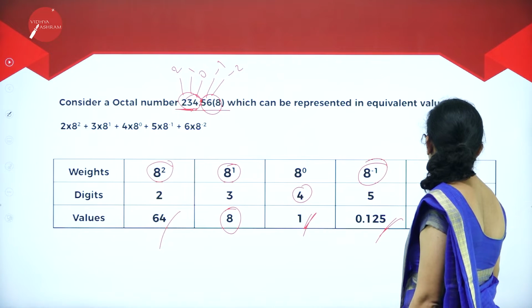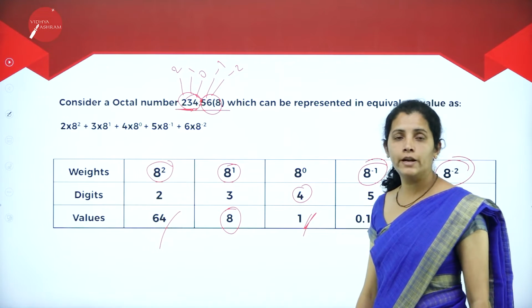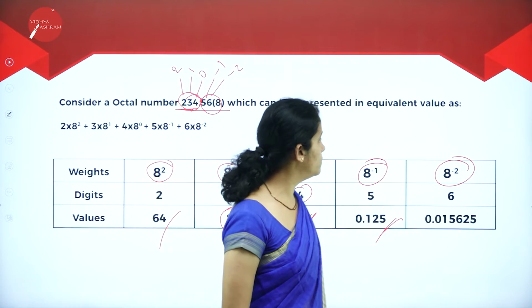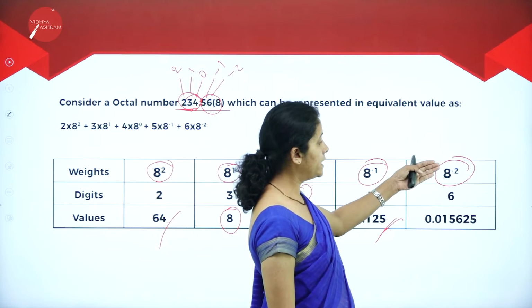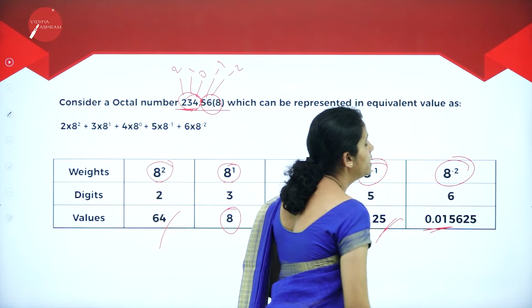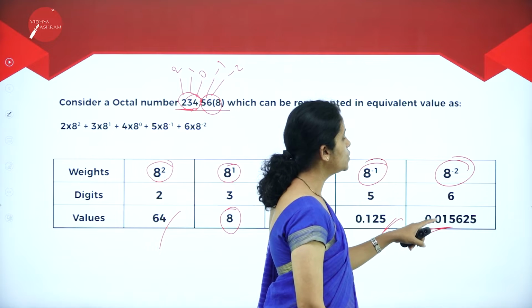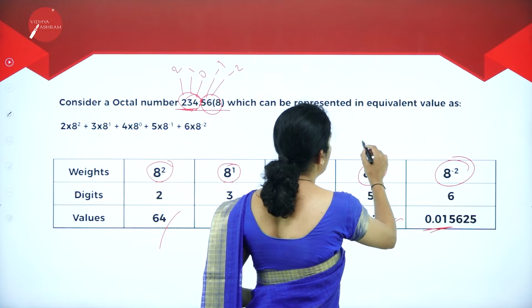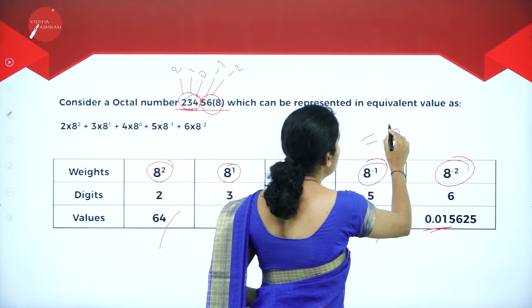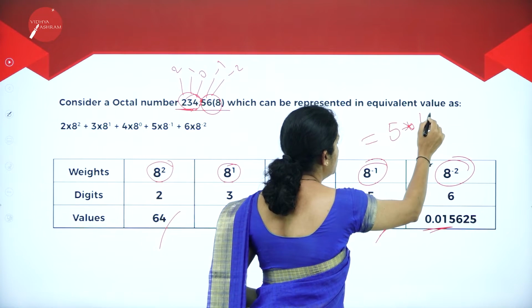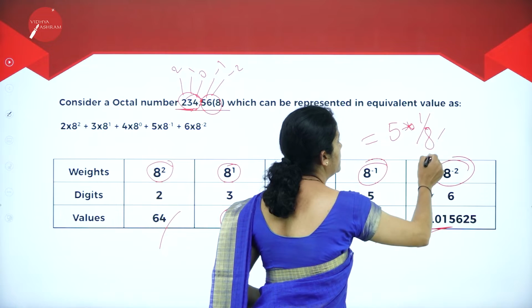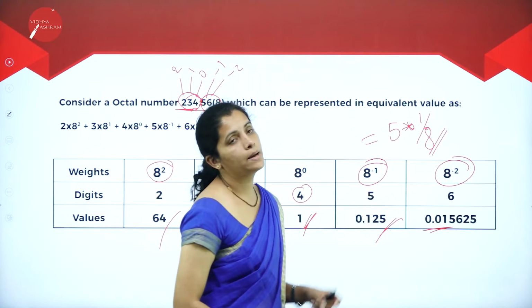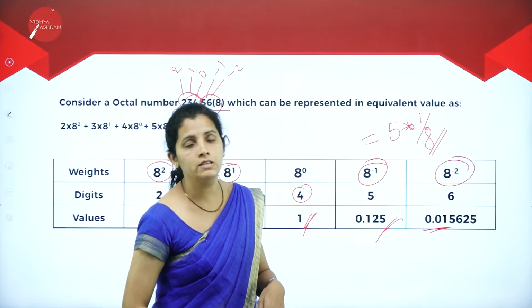0.125. Then what's my next number? It is 8 to the power minus 2. Then after finding the inverse, I'll get 0.015652. That's nothing but, how can I write? It is 5 into 1 to the power 8. So this is the way I can represent the inverse.